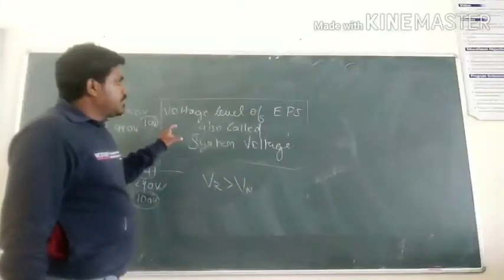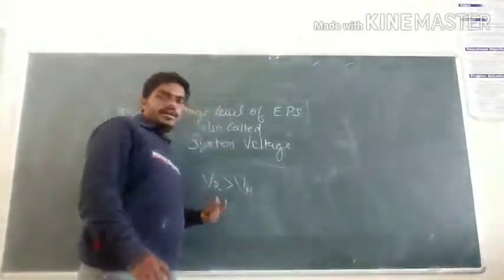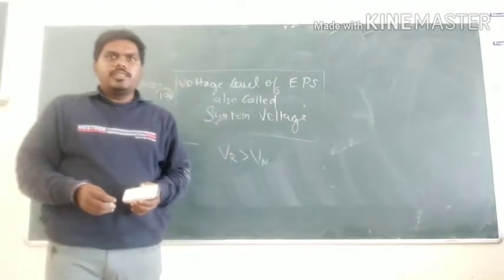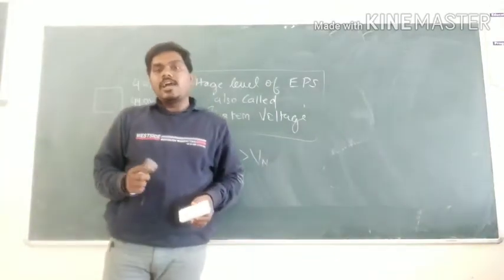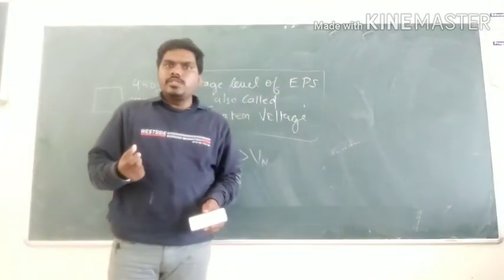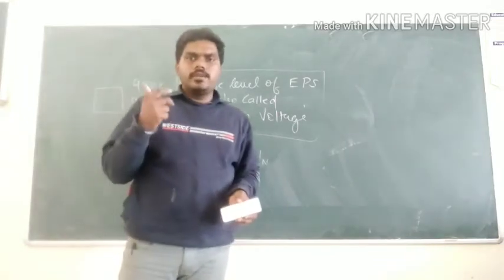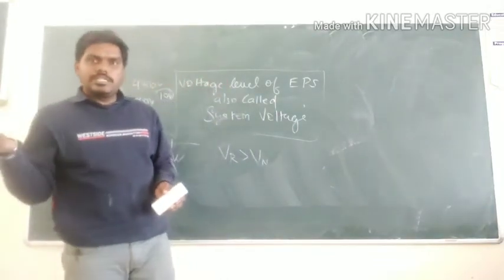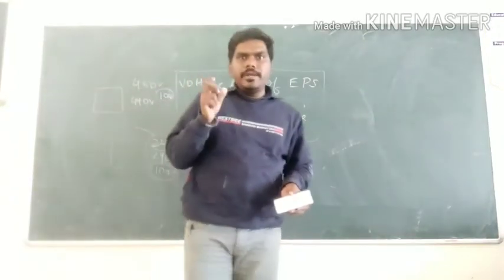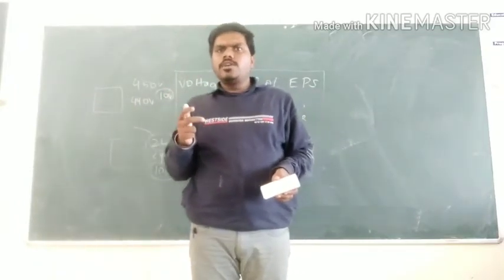The voltage level of EPS is also called a system voltage. The system voltage is less than the rated voltage. So the difference between the nominal and the rated voltage must be large enough to study the variations in the nominal voltage on the power lines. If I want to study the nominal voltage conditions on the power line, then we should have some difference. To have a better insight on the rated voltage, consider the working of a circuit breaker.